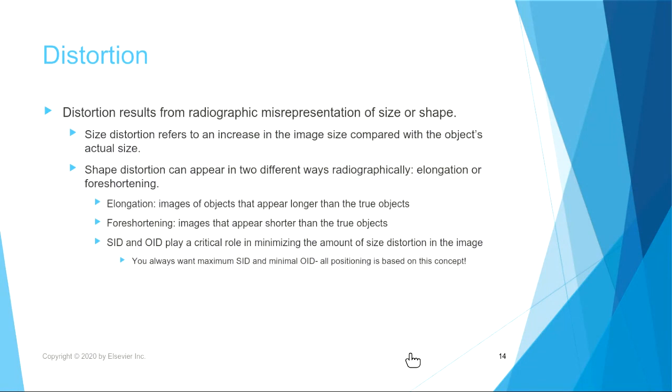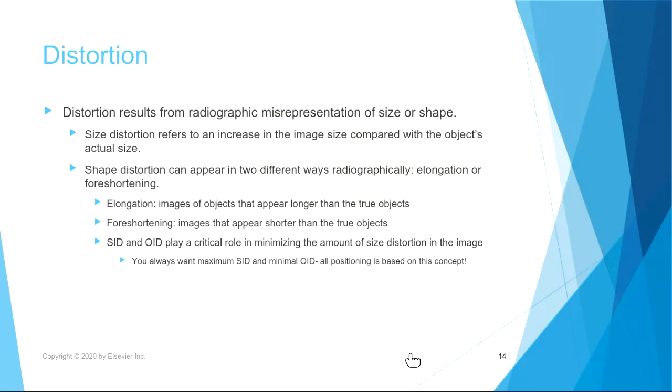I had just said a few minutes ago, if you had your hand right on the image receptor, then you would have minimal OID, but still some part of your hand would be further away from the IR than other parts. The SID is kind of a given, but you make sure that you're obtaining the proper SID and utilizing the appropriate OID so that you can get a quality image, because realistically all positioning is based on a maximum SID and a minimal OID.